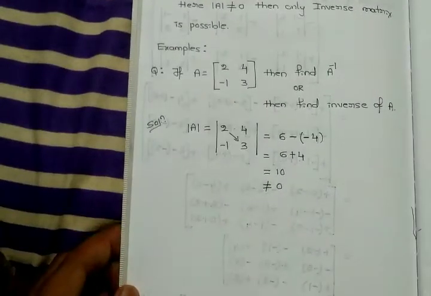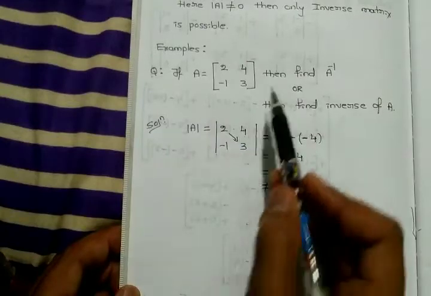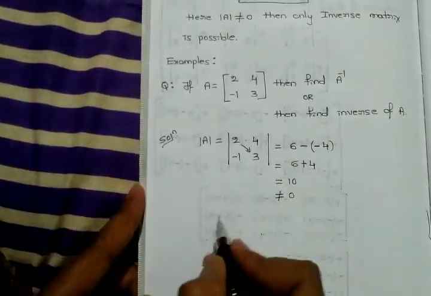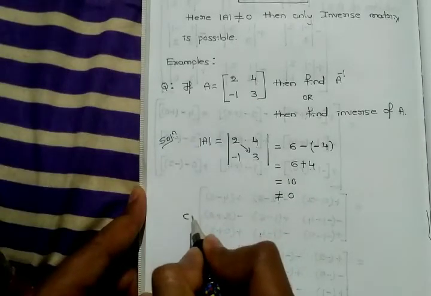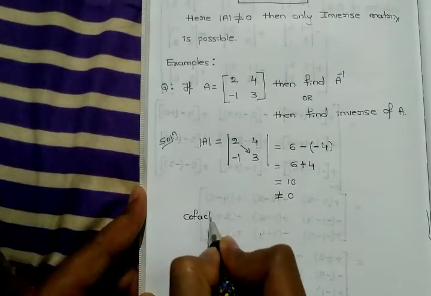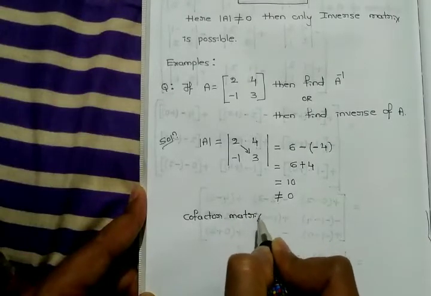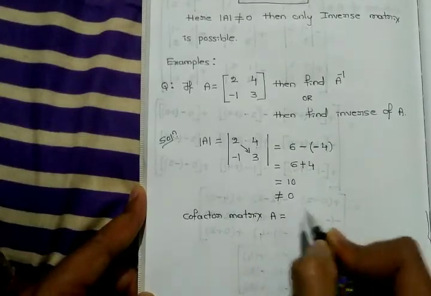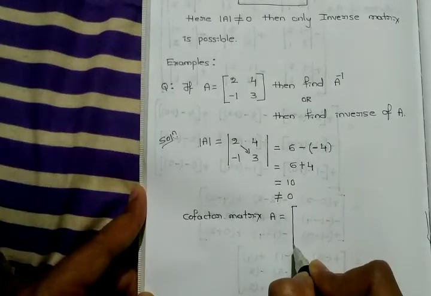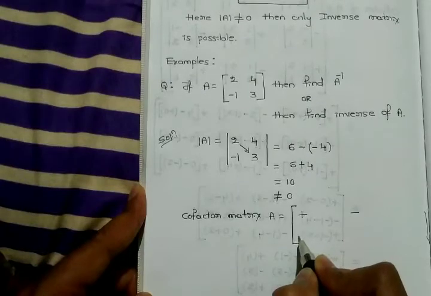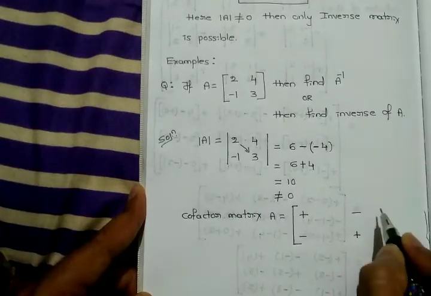So once you get the determinant of A value, next you need to find the cofactor for this matrix. So next, cofactor matrix A is equal to, you know the cofactor sign rule: plus, minus, minus, plus.